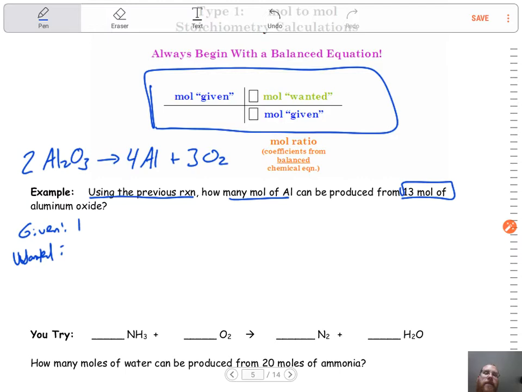My given in this case is 13 moles of aluminum oxide. Now again, if you can't go from names to formulas, you're going to struggle within this unit. This is why naming is so crucial. Aluminum oxide is aluminum and oxygen. That's this one right here to the left. That's my reactant. So I have 13 moles of aluminum oxide that I'm starting with, and I want to know how many moles of aluminum I can get to. There would be my wanted: question mark moles of aluminum. I know this is an extra 5 to 10 seconds of writing down your pieces and identifying them.